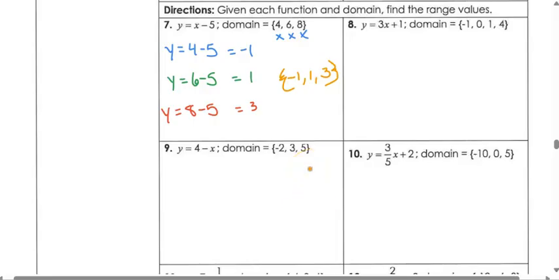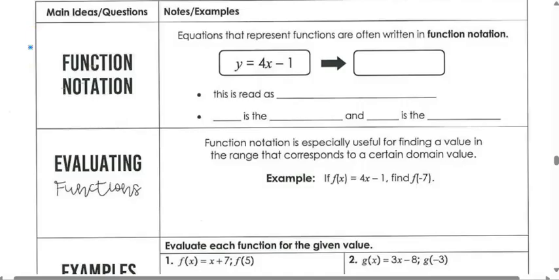You could also use Desmos here. This would be your rule. So I would put y1 equals x1 minus 5, and then I would put these values in the table and get the y values.